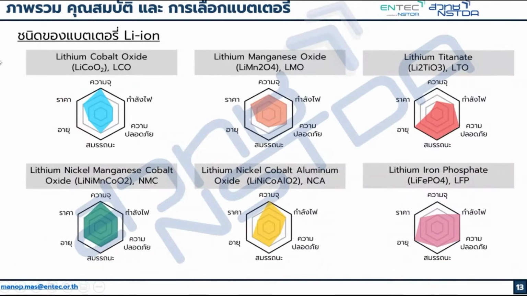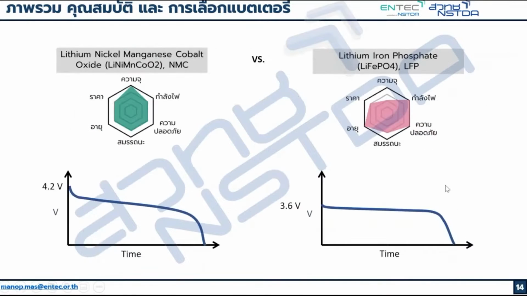Here are the different types of battery. With the Li-ion battery, the most used is NMC. However, the most effective and the safest one is LTO, lithium titanate. But in Thailand, we use NMC and LFP. Now, here are the differences between the NMC and the LFP.